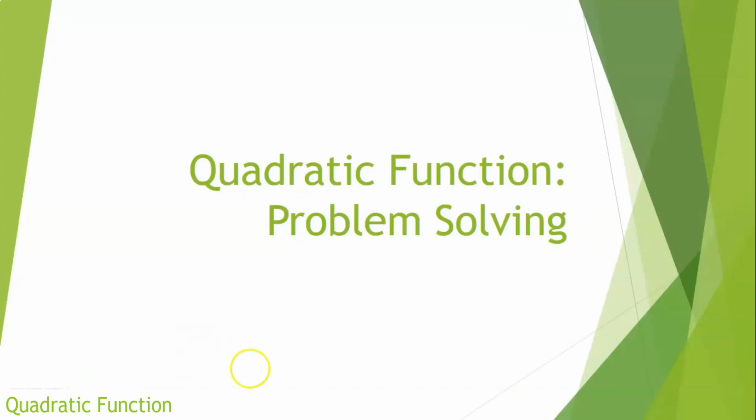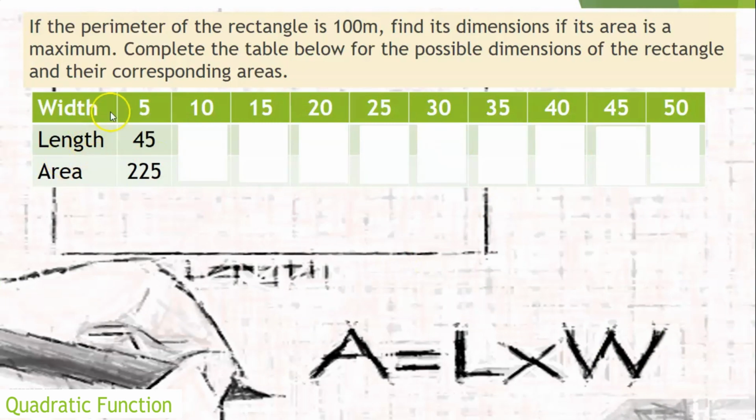Hello everyone, in this video we will learn problem solving that involves quadratic functions. Let's have the first problem. If the perimeter of the rectangle is 100 meters, find its dimensions if its area is a maximum. Complete the table below for the possible dimensions of the rectangle and their corresponding areas.